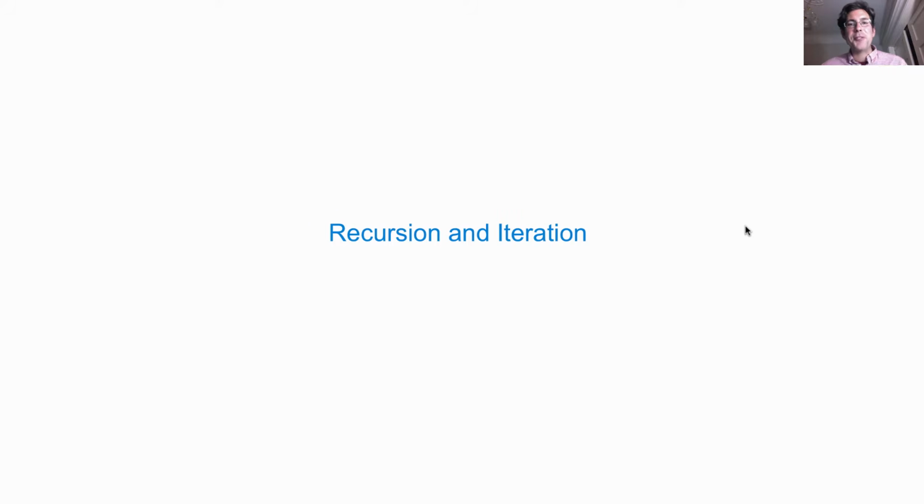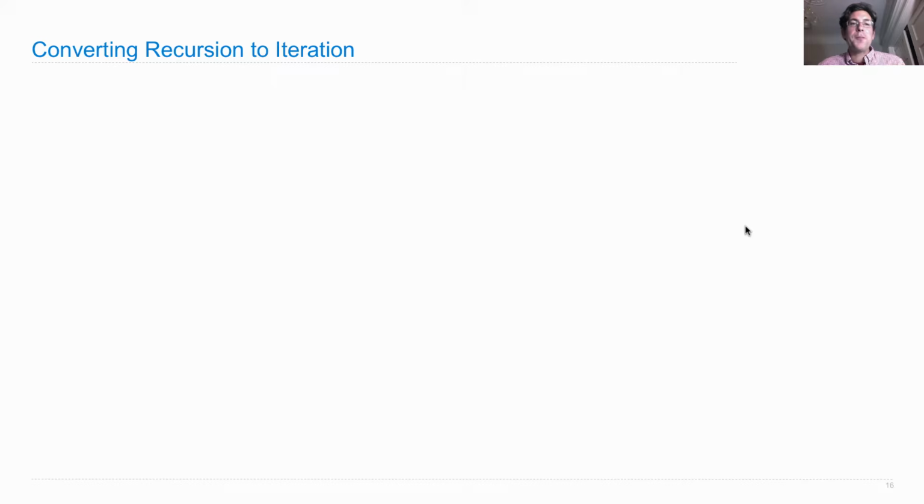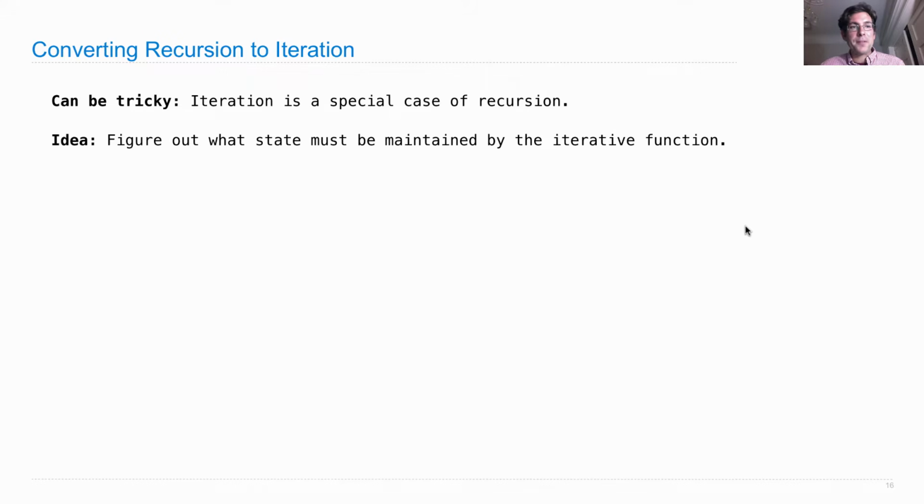Now we'll talk about the relationship between recursion and iteration. So there are cases when you want to convert a recursive function into an iterative implementation. And that can be tricky, because iteration is a special case of recursion. But for many functions, there is a straightforward conversion into iteration. And the example we looked at before is one of those.